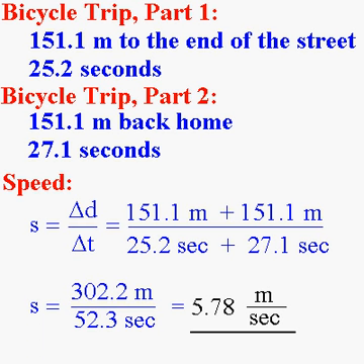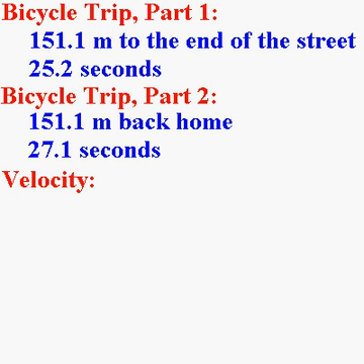Okay, that's the speed. But the question also asks for the velocity. So we have to figure out velocity. Now velocity is different because it's a vector quantity, so we have to worry about direction. We can define direction any way we want, but the way I will define direction is that motion to the end of the street is positive.